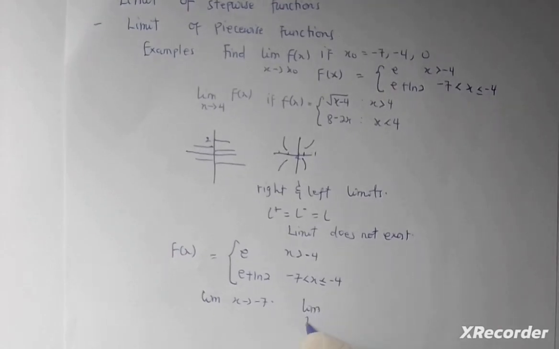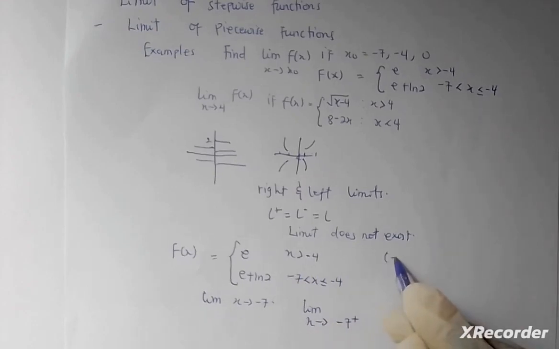Limit as x approaches negative 7, then you introduce plus. That is negative 7 from the positive side. So from the positive side, which part of this graph will have negative 7 from the positive side? Remember, here x is greater than negative 4. So the values here will start from negative 3, negative 2, negative 1, and forward. Let me write it here. Negative 3, negative 2, negative 1, then forward.